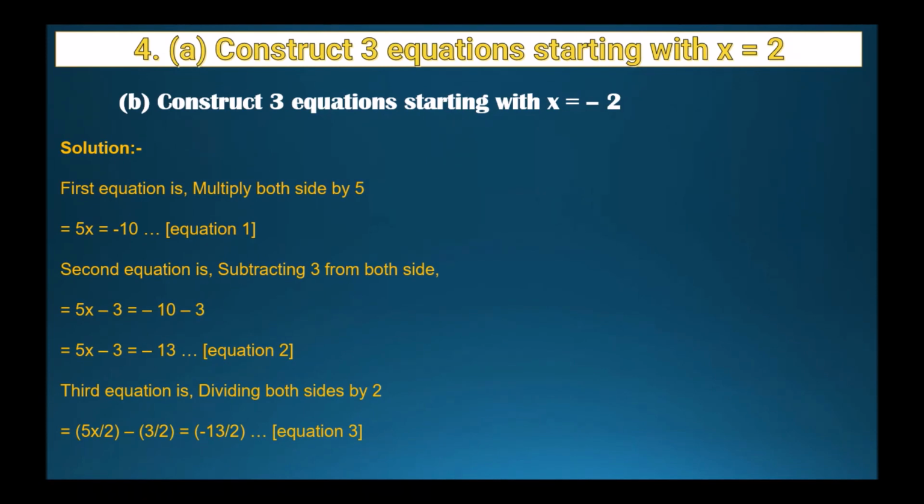Third equation is dividing both sides by 2. So 5x upon 2 minus 3 upon 2 equals minus 13 upon 2.